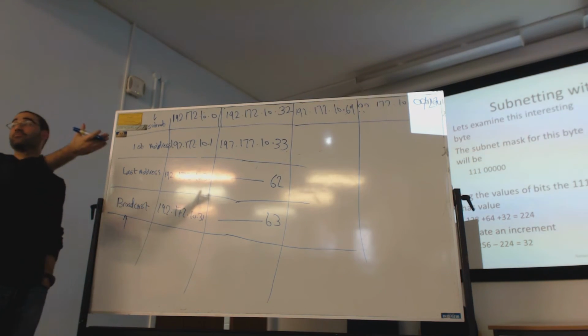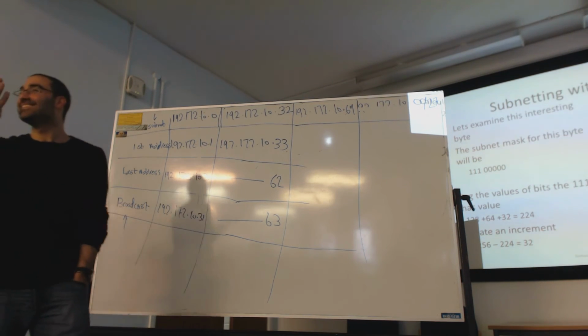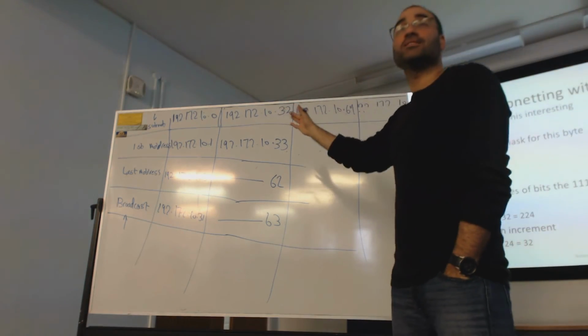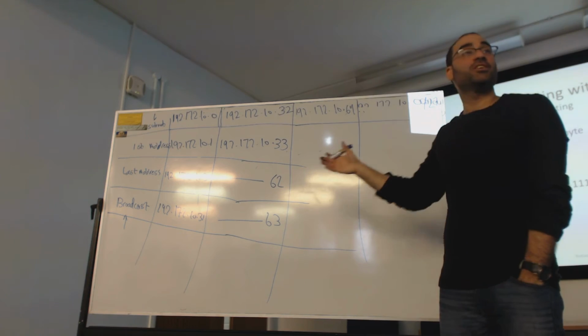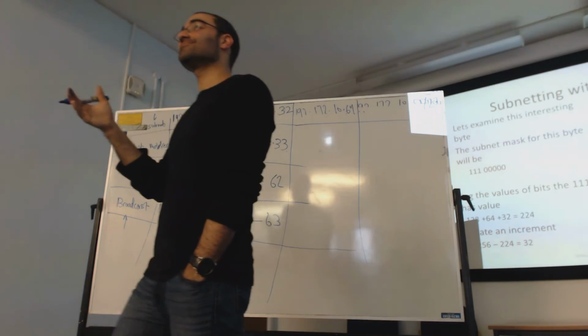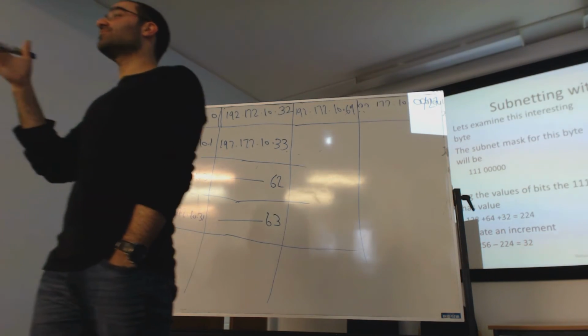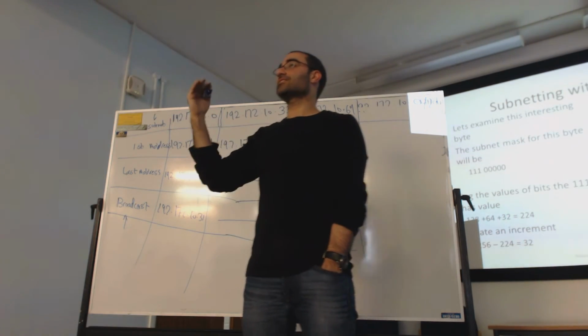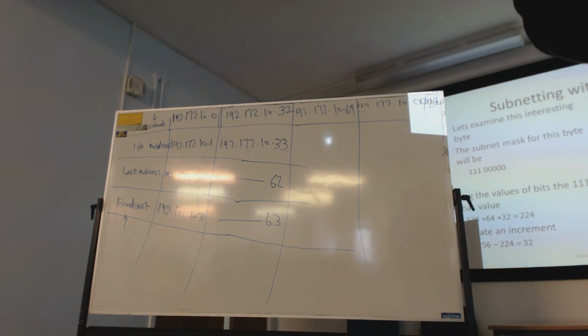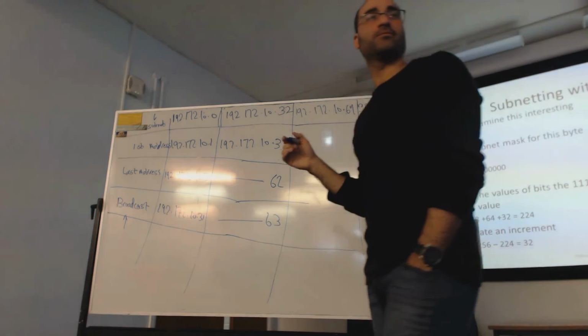How many subnets do I have? 8. So this will continue, incrementing by 32, until you reach 255. That's your last broadcast address. The last address will be 254, and the first address will depend on the subnetting.